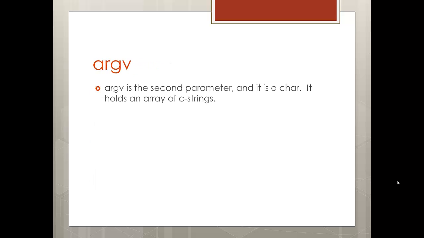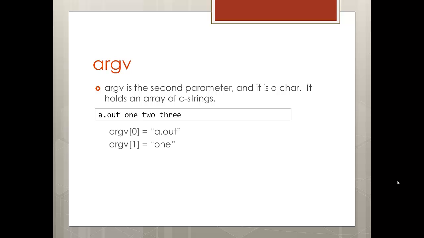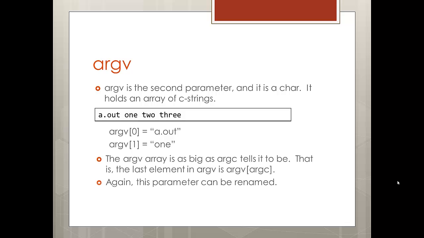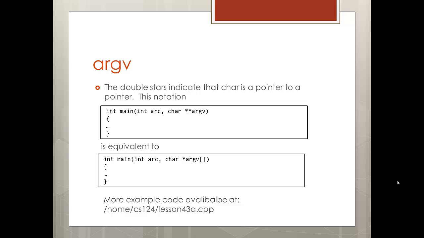argv is of char type, and it always holds an array of C strings. In this case, our example gets read into the array so that spot 0 in the array holds our first command, which is a.out. Spot 1 will hold the command 1, etc. argc is used to initialize this array, so the size of the array is equal to the size of argc. If argc is 5, there are going to be 5 items in argv. Note that the double asterisks indicate a pointer to a pointer. These are both equivalent notations for argv.